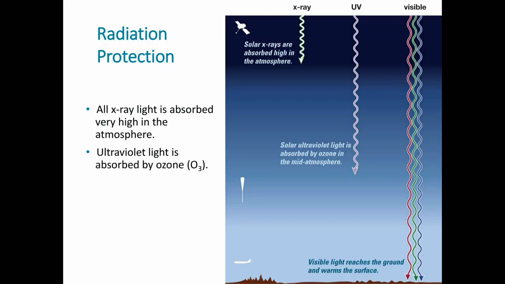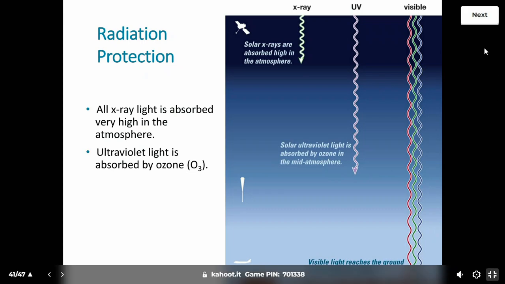So this is how you can get skin cancers, and even worse than that, if you have enough high energy radiation, then you just would kill any life that exists before it really had a chance to do anything. So the atmosphere is very important for protection from high energy radiation.